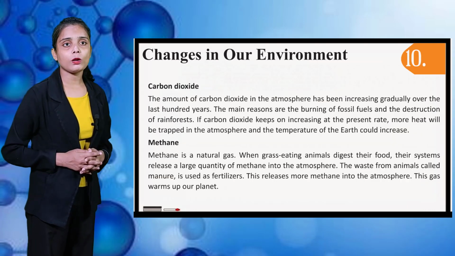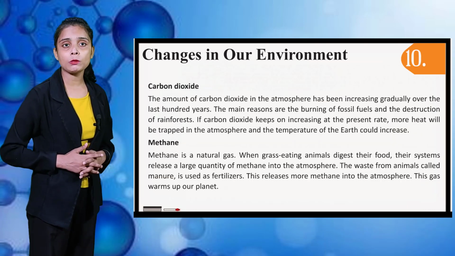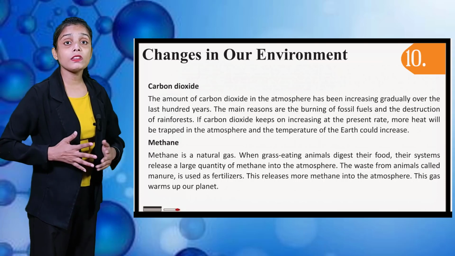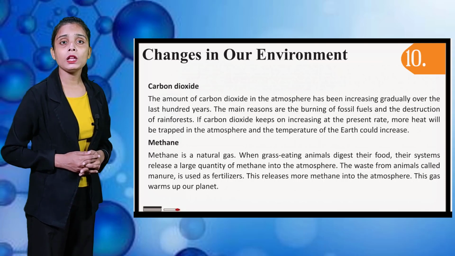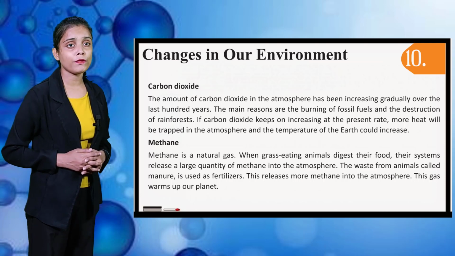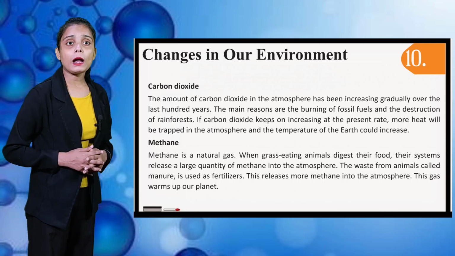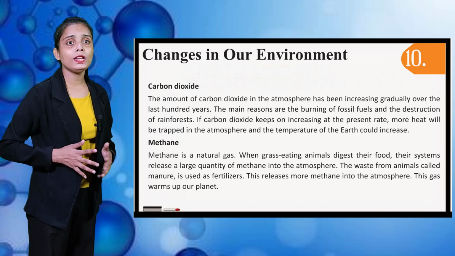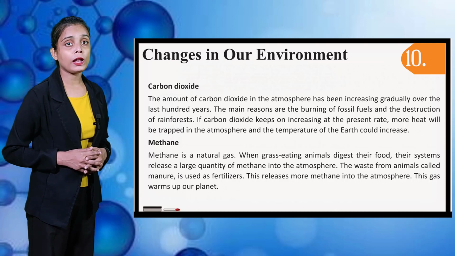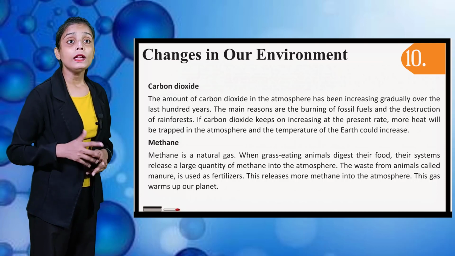Now let's see carbon dioxide. The amount of carbon dioxide in the atmosphere has been increasing gradually over the last 100 years. The main reasons are the burning of fossil fuels and the destruction of rainforests. If carbon dioxide keeps on increasing at the present rate, more heat will be trapped in the atmosphere and the temperature of the earth could increase.